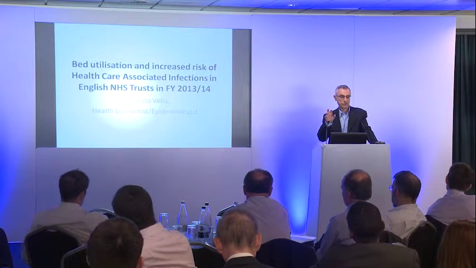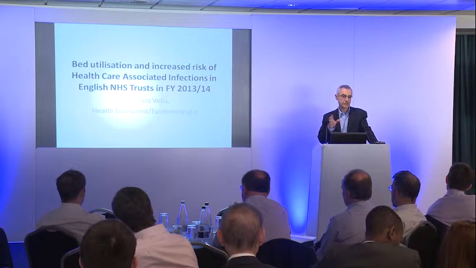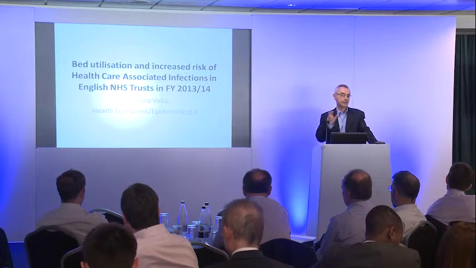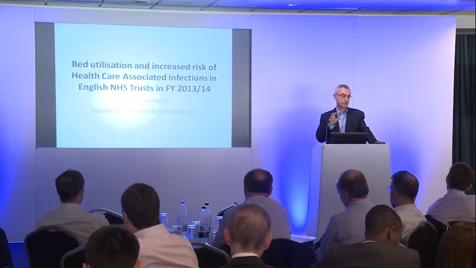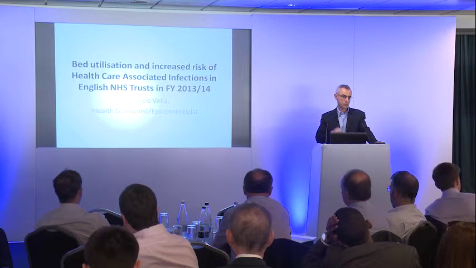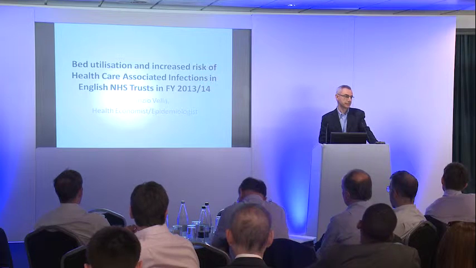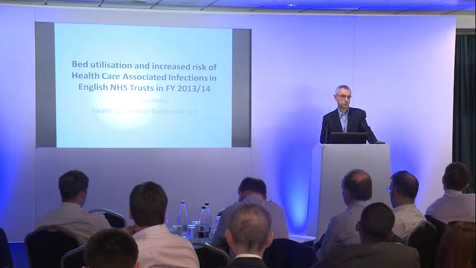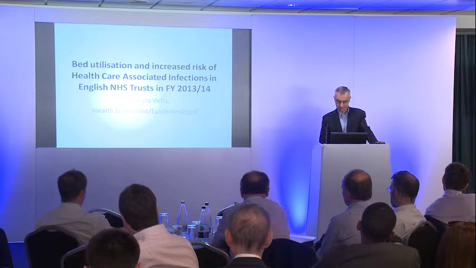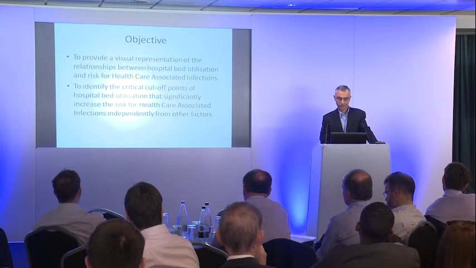The idea is to use simple indicators graphically in order to pinpoint an area where efficiency may be a problem, and also visualize where efficiency can be related with other indicators of impact, like hospital care-acquired infection. In this case, I will talk about the efficiency and the Clostridium difficile infection rates. So the outline is, besides the objective, the rationale, the method, the results, and the conclusion.